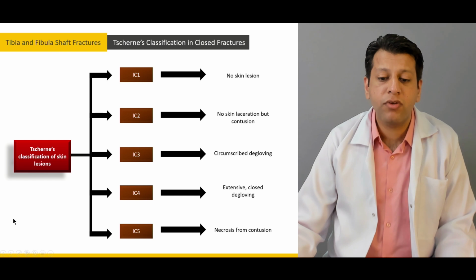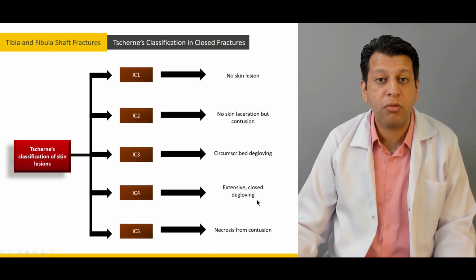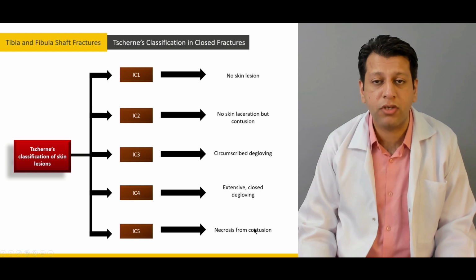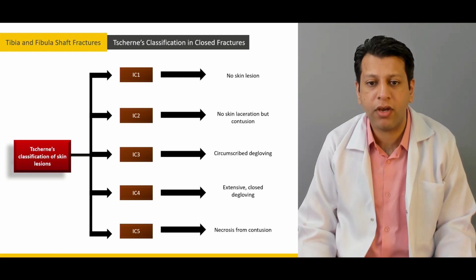The difference between IC4 and IC5 is that in IC4 there is degloving and the tissue may be necrotic, but it has not become blackened out. But once necrosis from contusion leads to blackness of the tissue, this means it has become IC5.